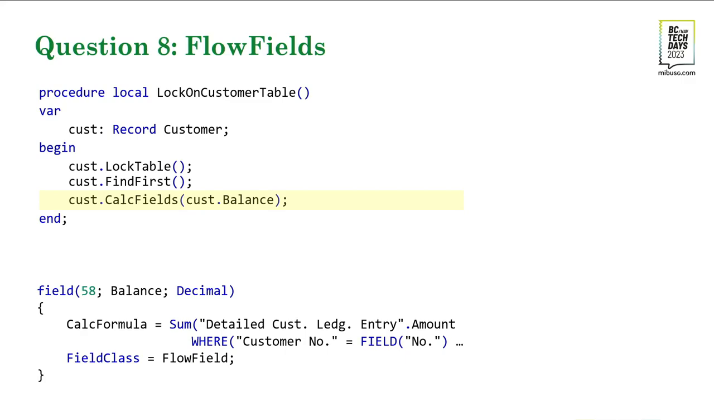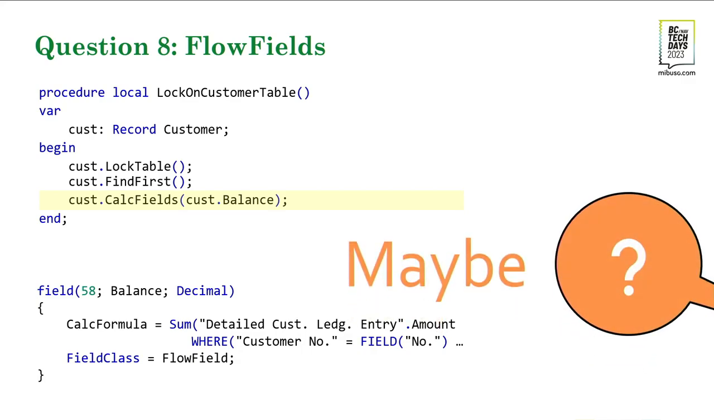Now, if we do it like this, so we do the lock table on the customer and then we do the calc fields, do you think it is going to lock or not? Some of you guys are really good. The answer here is maybe, because it depends. If there was a write operation on the detailed customer ledger entries, we will lock it by another method. If there wasn't, we will not. So here we might end up with the lock or not.